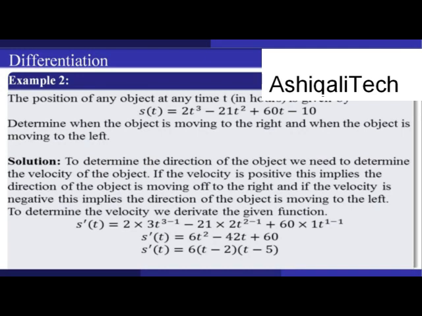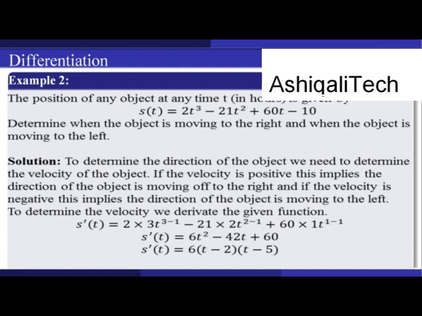To determine the direction of the object, we need to determine the velocity of the object. If the velocity is positive, this implies the object is moving to the right. And if the velocity is negative, this implies the object is moving to the left. To determine the velocity, we differentiate the given function.